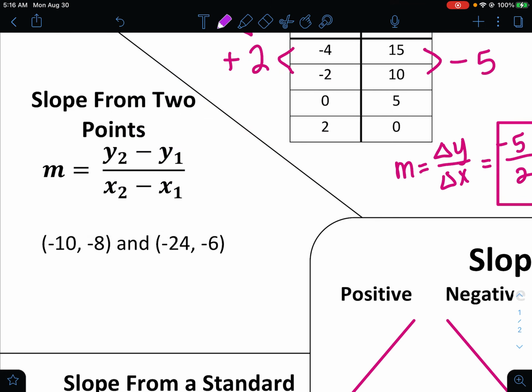All right, slope from 2 points. This one you just replace each of these in the slope formula. We're going to call that x1, y1, x2, y2. And then we replace it here. y2 was negative 6, y1 was negative 8, x2 was negative 24, and x1 was negative 10.